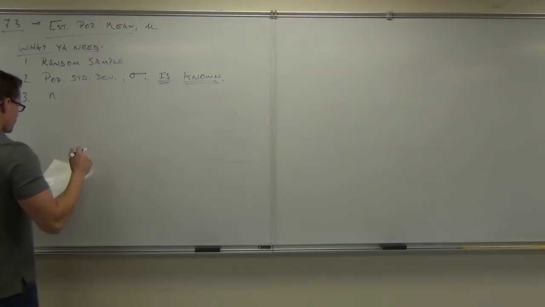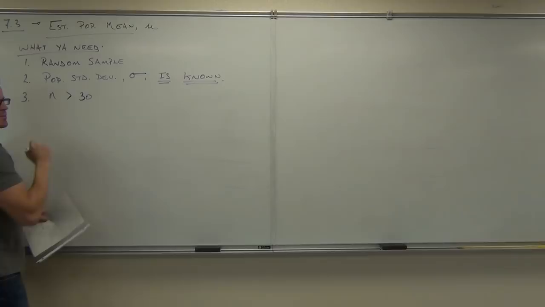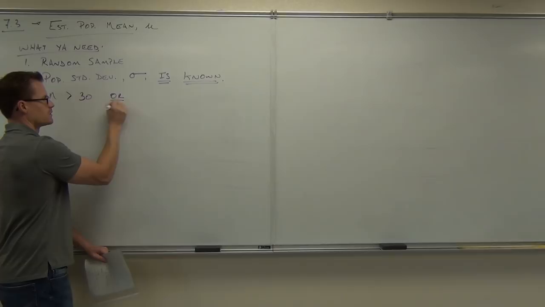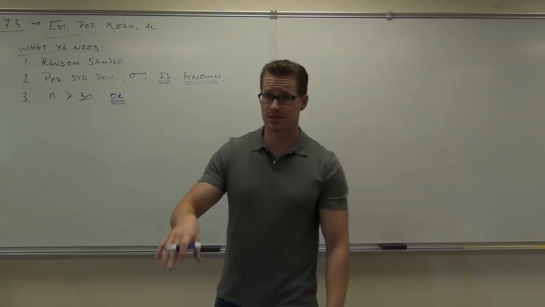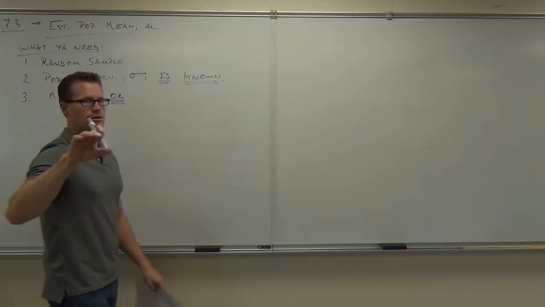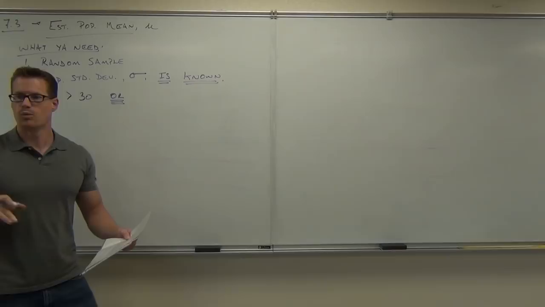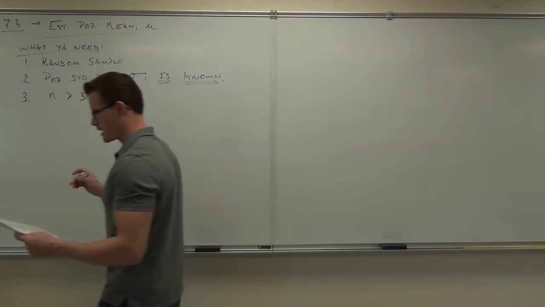There was a magic number, it had to be bigger than what? 30. Very good, it had to be bigger than 30. If it wasn't bigger than 30, there was another thing that allowed you to have a sample size of less than or equal to 30, but still be able to do this Z-score stuff. What was that? Normally distributed. What's normally distributed? The data. It comes from a population that's normally distributed.